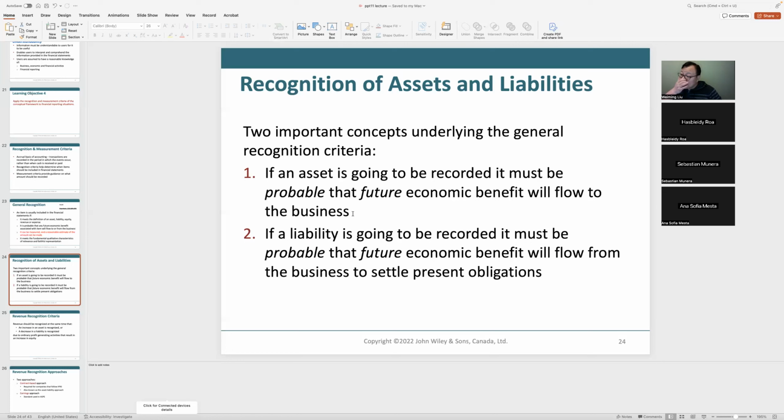Okay, so we have a problem here, right? The construction company accidentally killed a person, killed the owner. So the owner's family will probably file a lawsuit against this company. Okay, so do you think the company will be likely to pay a settlement fee to the owner's family?